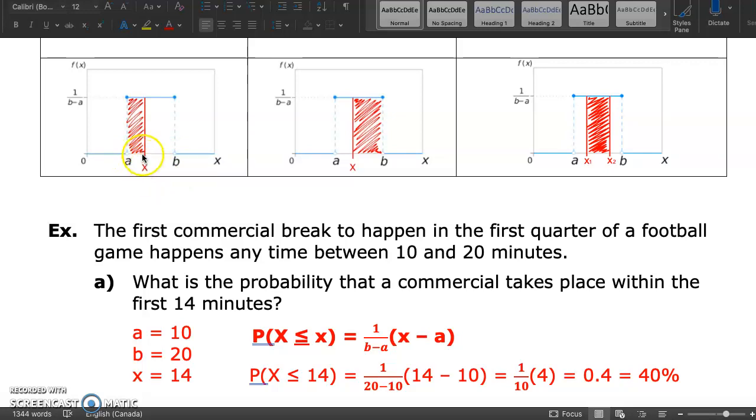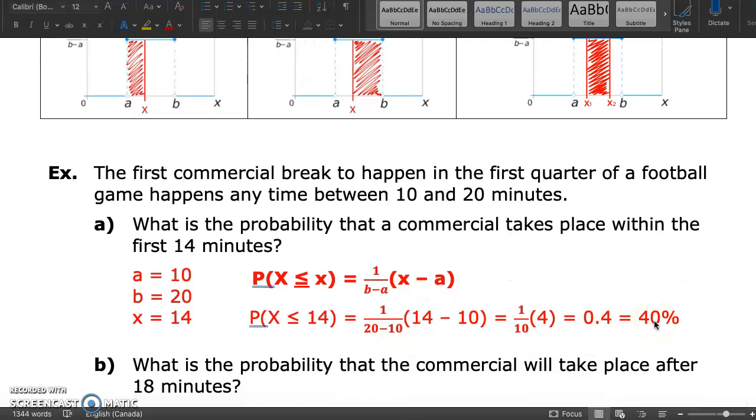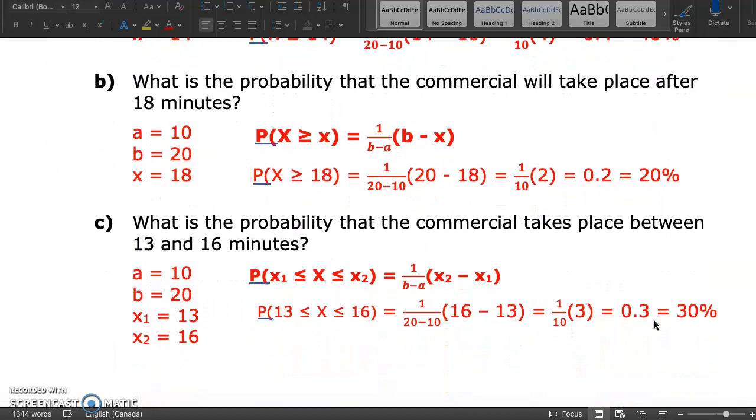So that being said, this length is 14 to 10. That's where you see this component. And the height is 1 over b minus a. That is 20 minus 10, which is 1 over 10. And we get 40%. All right, so this concept is fairly easy because we're talking about rectangles. This is an introduction to this topic, so make sure you don't breeze through the rest of this. Go through it on your own, but we're going to talk about more difficult concepts.